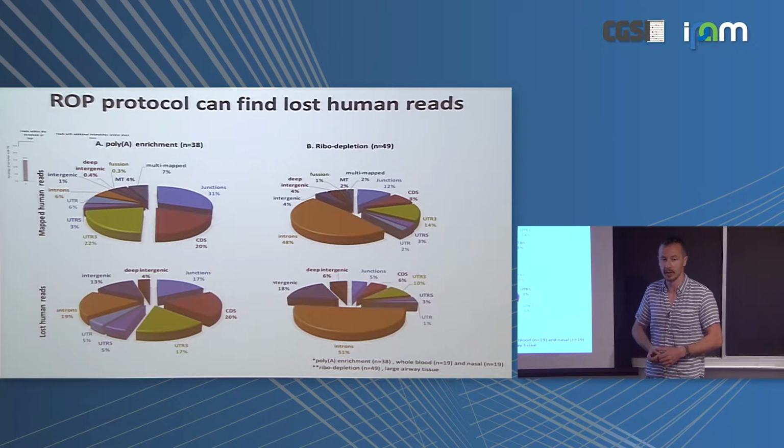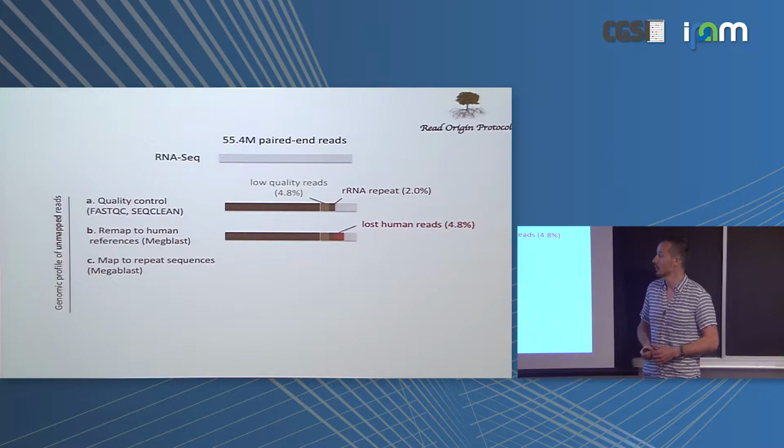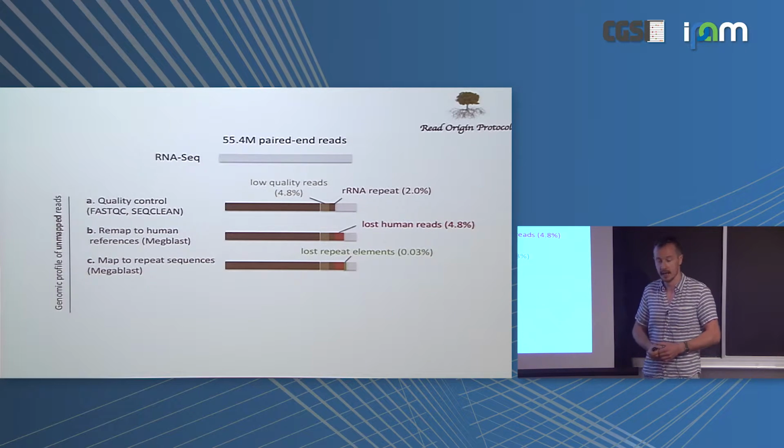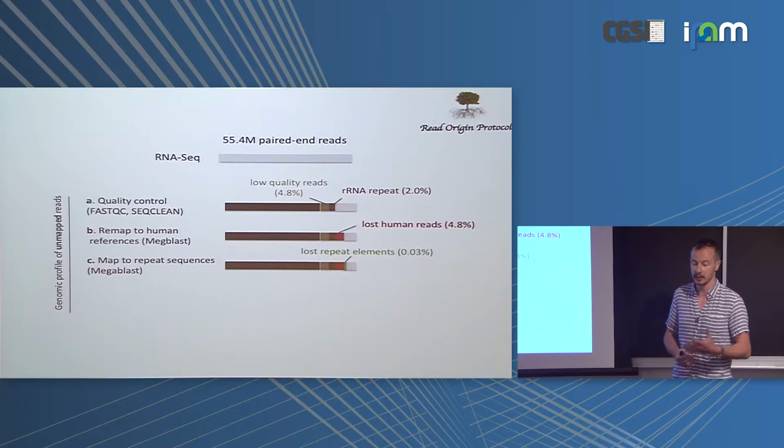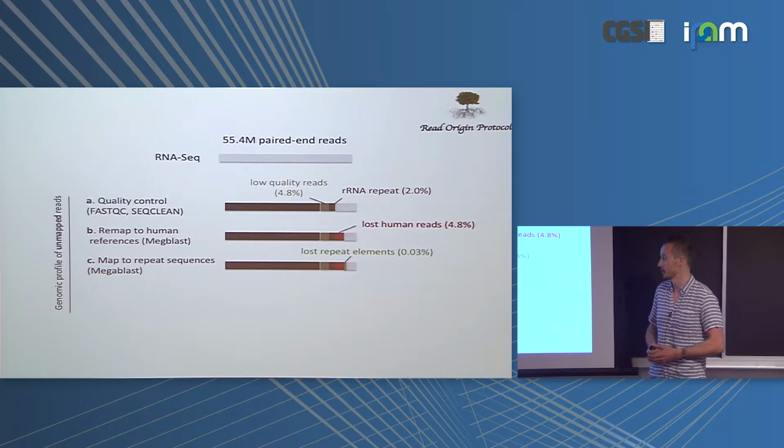So we did this as well for the ribodepletion protocol, where the majority of the reads are expected to come from the introns, which holds for both mapped human reads and the lost human reads. As we move on, we thought about the lost repeat reads, the reads which come from the repeats, but were not identified by the mapping protocols.